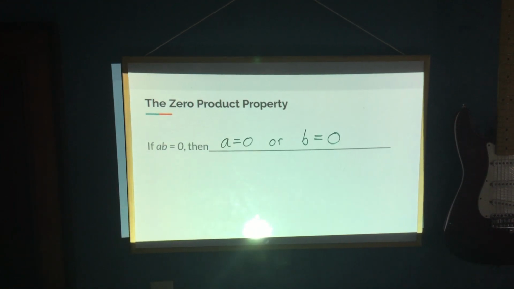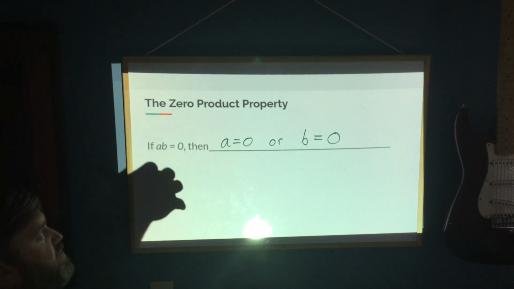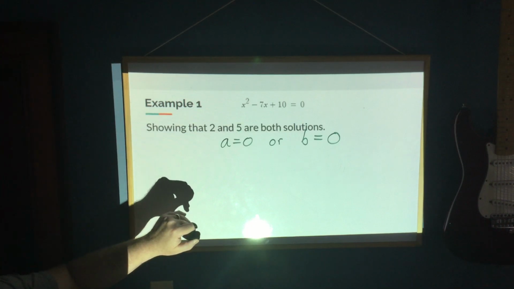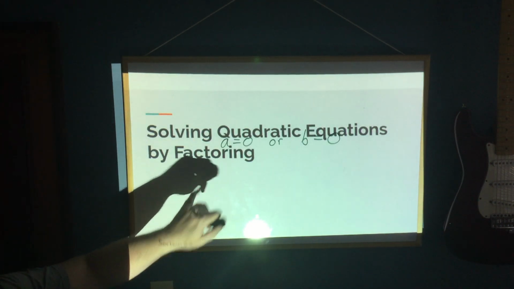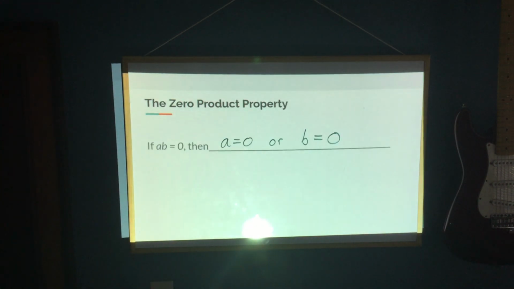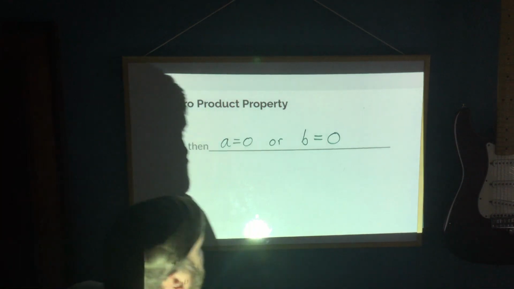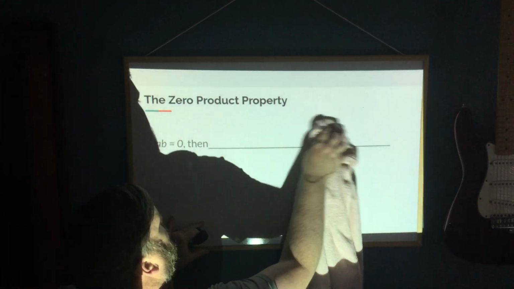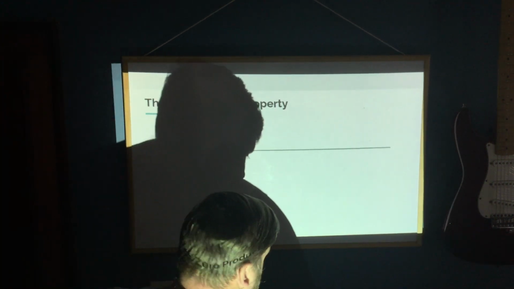And again, I know that might seem random, but we're going to use this zero product property in order to solve these quadratic equations, okay? So if you multiply two things together and the product is 0, that means one of the two things has to be 0. So let's see how we're going to use that zero product property.